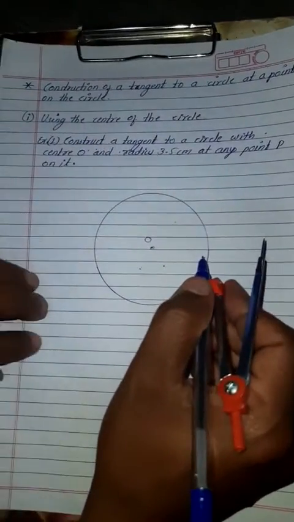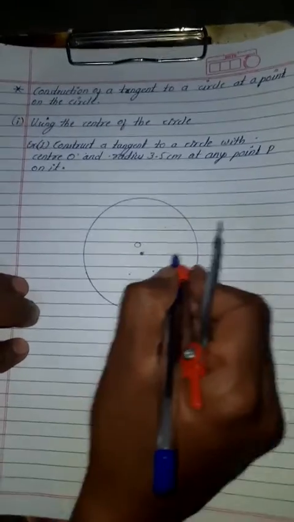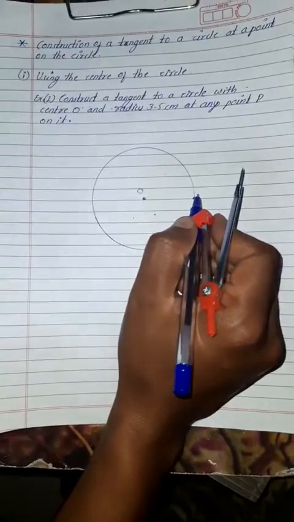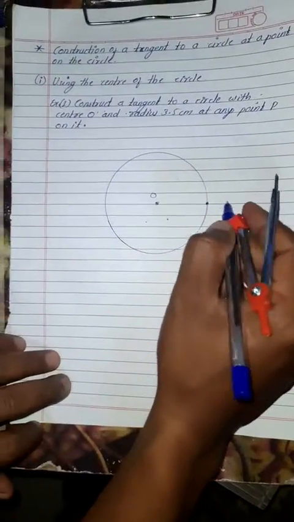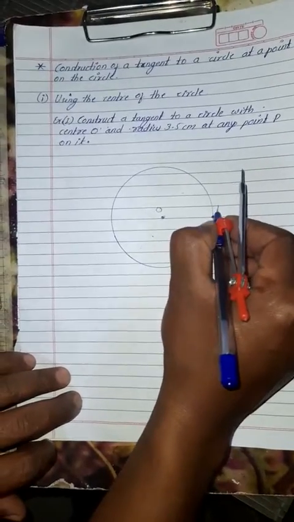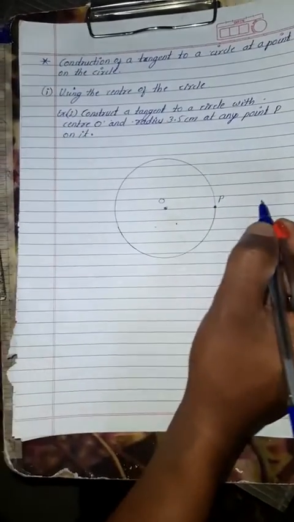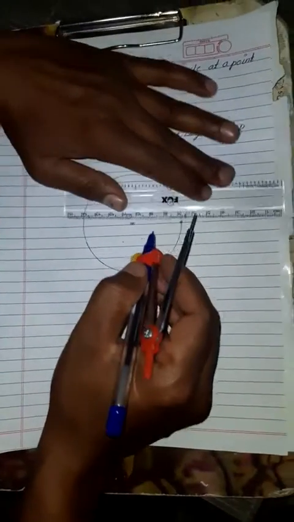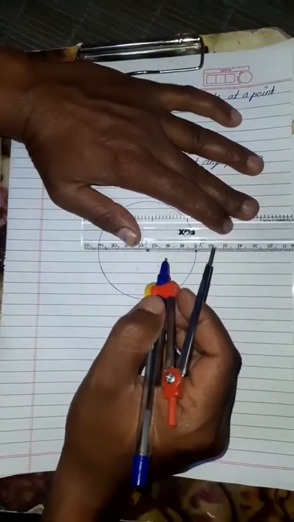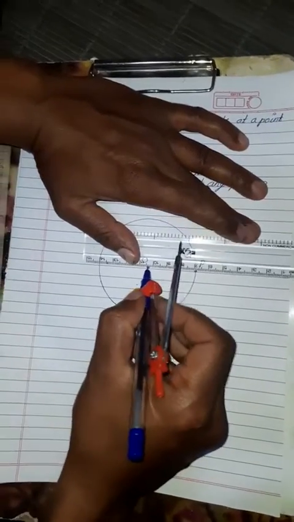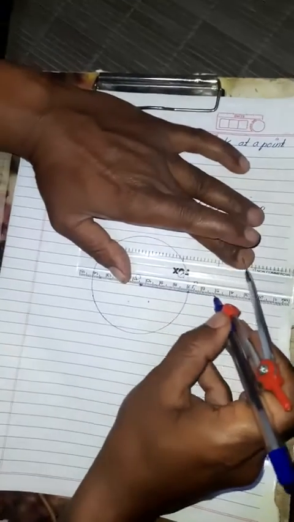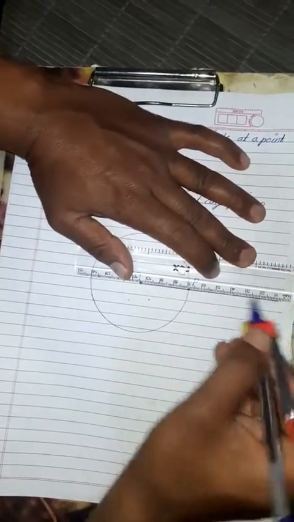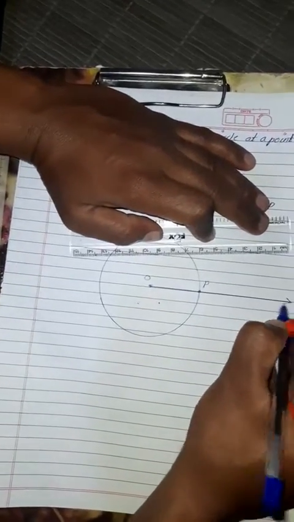Now they have told to take any point P on the circle. So we will take any point P on the circle. So this is point P. Now by using the center of the circle, from the center we have to draw one ray which is passing through the point P. So we have drawn this ray.